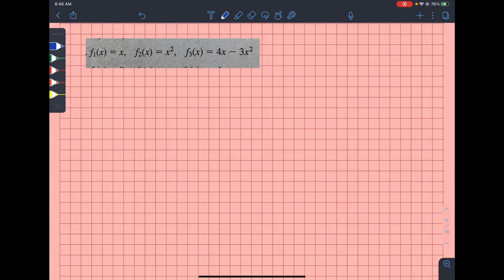But since this is a 3 solution, our matrix would be a 3 by 3. So W would be equal to x, then we have x squared, then we have 4x minus 3x squared. So this would be 1, this is 0. First derivative is 2x, this is 2. So this would be 4 minus 6x, and we have minus 6.